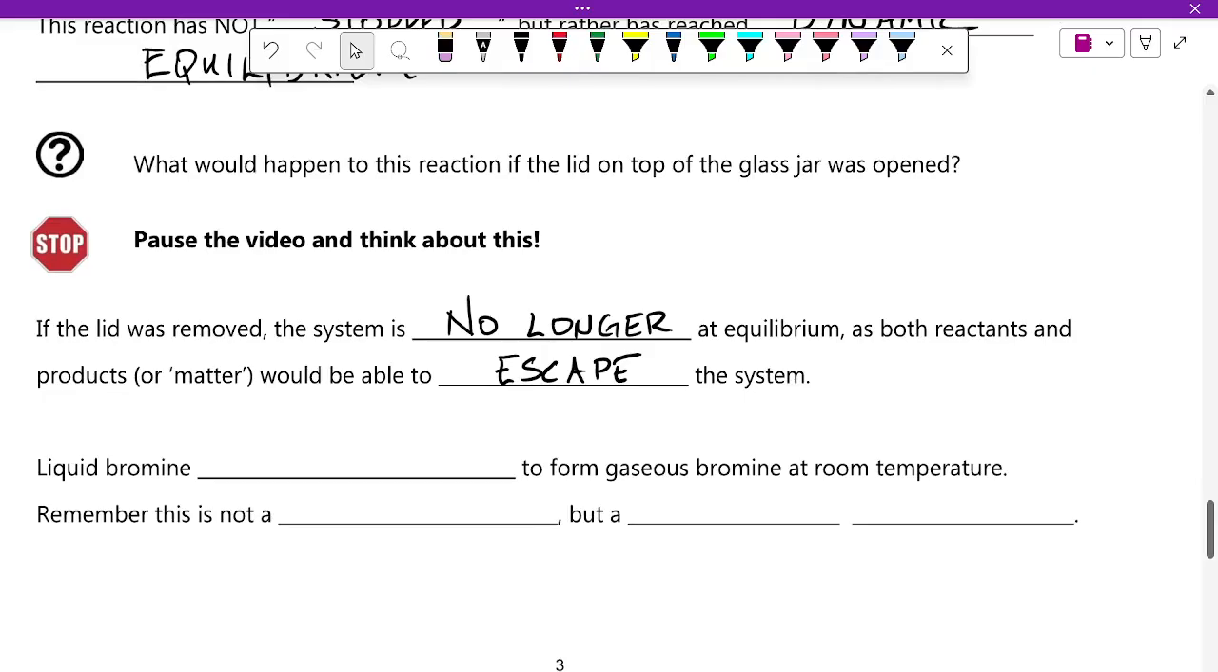And here was that fun word. Liquid bromine equilibrates to form gaseous bromine at room temperature. Is this a reaction? It's not a reaction. It is a state change or phase change.